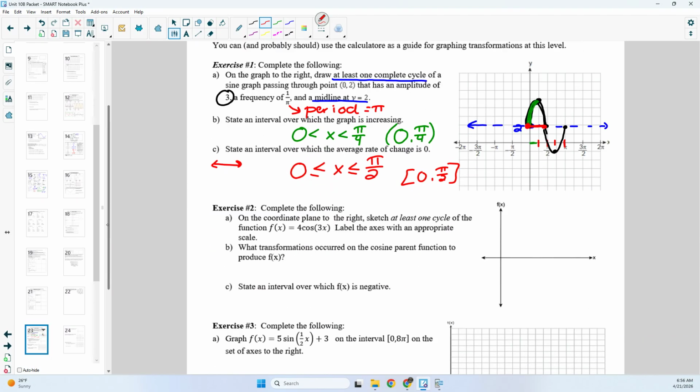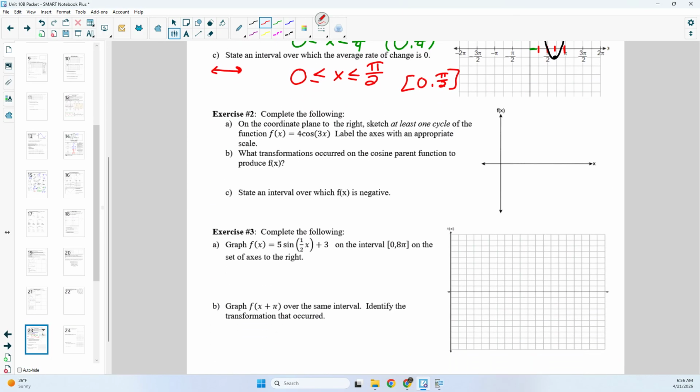Looking at my next one, I have an equation to work from. So I have 4 cosine 3x. This one says at least one cycle again. My first question, I'm going to answer before I graph, because this is going to help me think about the graph. What transformations occurred on the cosine parent function, that's y equals cosine of x, to produce f of x?